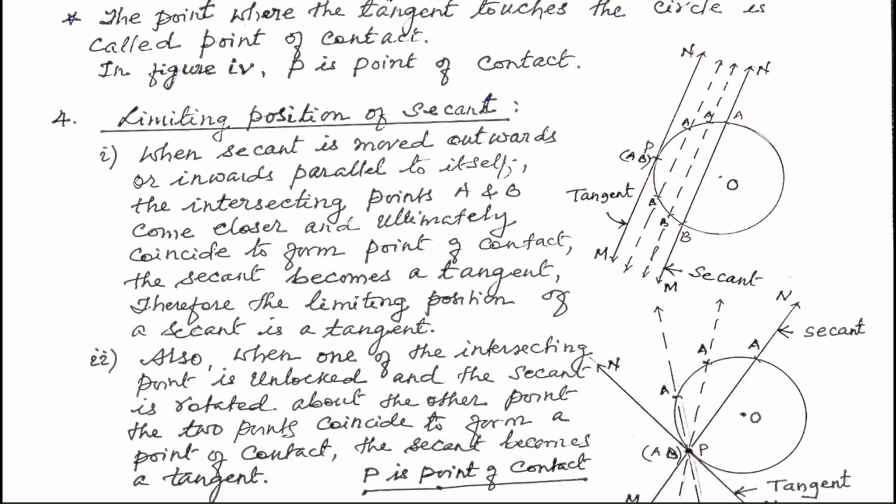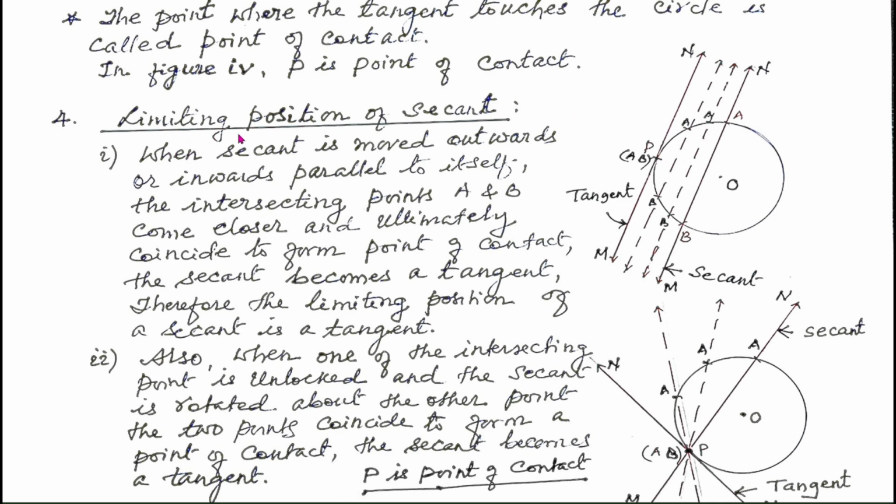Remember that. Also, we have to remember that an infinite number of tangents can be drawn to a circle. P is the point of contact, and the point of contact is the point where the tangent cuts the circle in only one point.